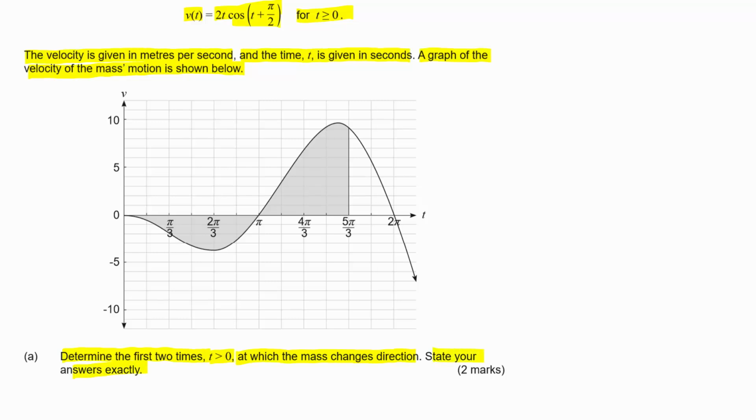State your answers exactly. Well, this is a velocity time graph, so we're looking at where v changes from being negative to being positive, or where it changes from being positive to being negative. In other words, where the velocity is 0, here and here. So we have that t is equal to pi, or 2 pi seconds.